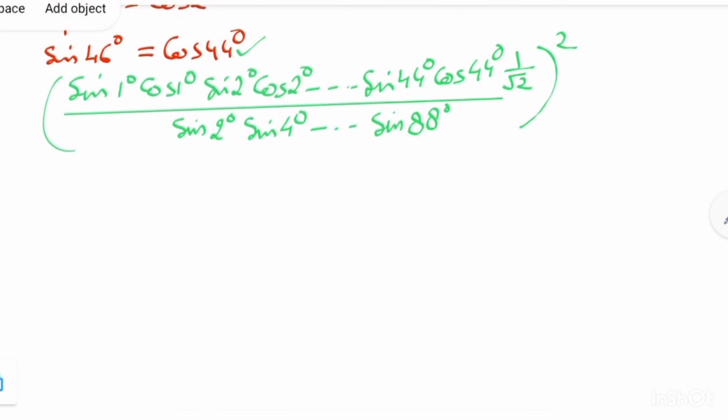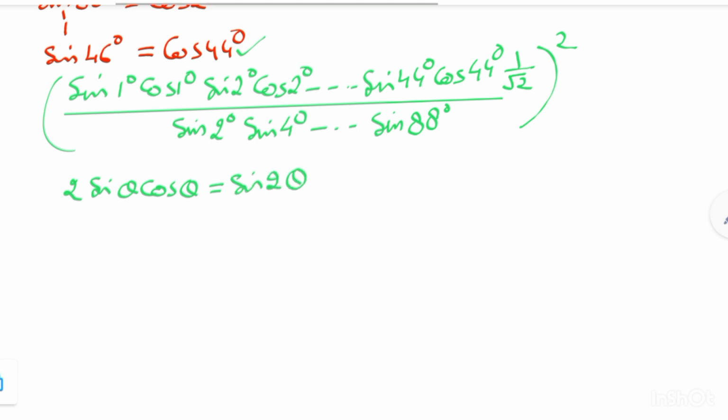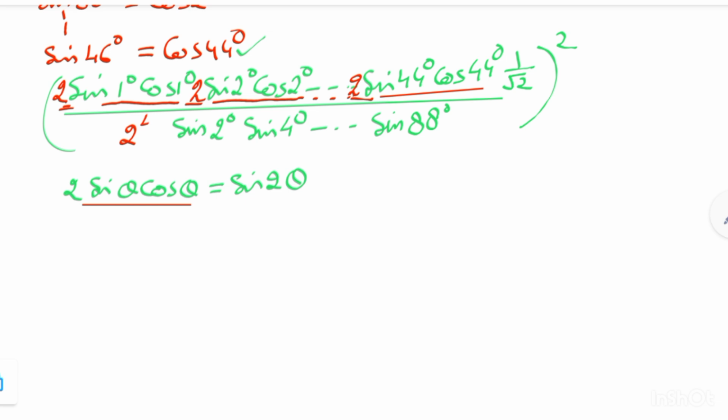Now we know that 2 sine theta cos theta is equal to sine 2 theta. So if we multiply by 2 here, this will be 2 sine 1 degree cos 1 degree. Similarly, if we multiply by 2 here, this will be 2 sine 2 degree cos 2 degree, and so on, we have 44 terms. So multiplying by 2 here, this will become 2 sine 44 degree into cos 44 degree, which is similar to 2 sine theta cos theta. So we have multiplied by 2 forty-four times. So 2 to the power 44 will be in the denominator also.